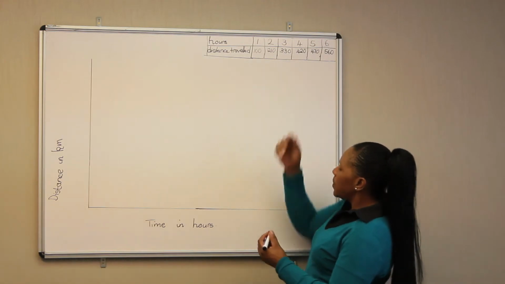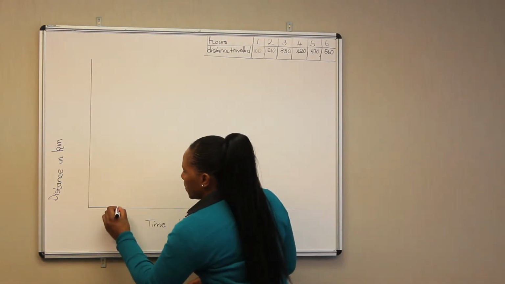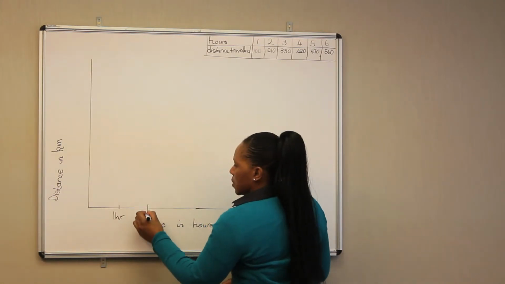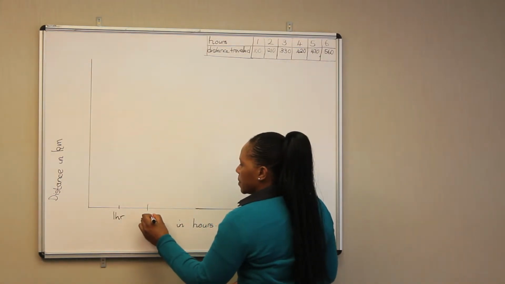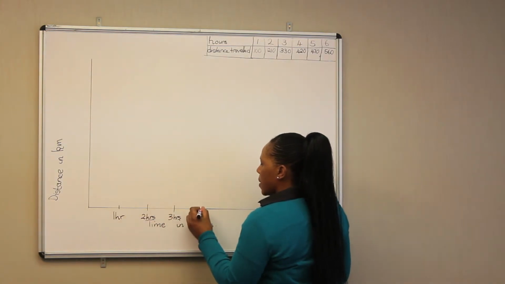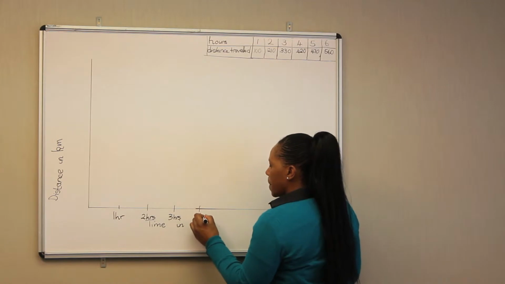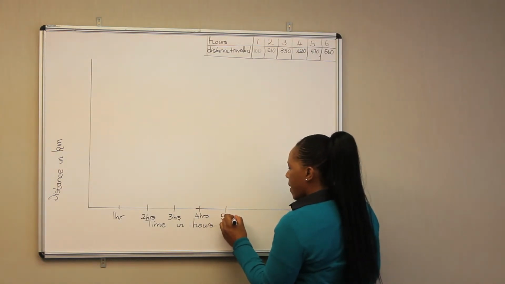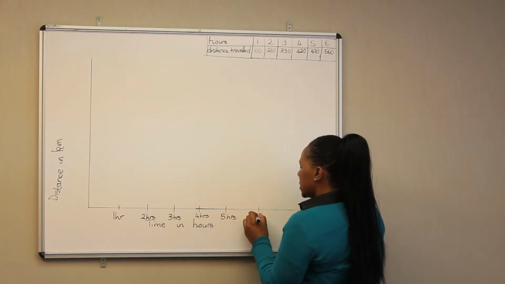Right. So let's plot the hours first. We have 1 hour here, 2 hours, 3 hours, 4 hours, 5 hours, and 6 hours there.